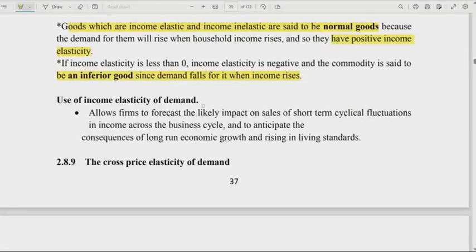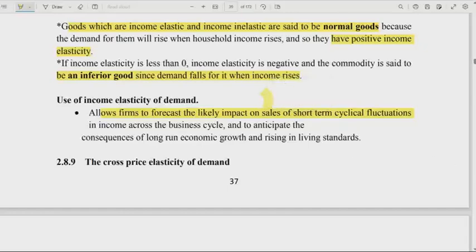So the use is that it allows firms to forecast the likely impact on sale of short-term cyclical fluctuation in income across business cycles and to anticipate the consequences of long-run economic growth and the rise in the living standards. What it means is that firms or businesses are able to forecast, right? Forecast is to predict, right? To predict the impact on the sales of short-term cyclic fluctuation.